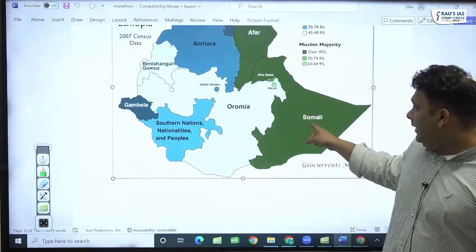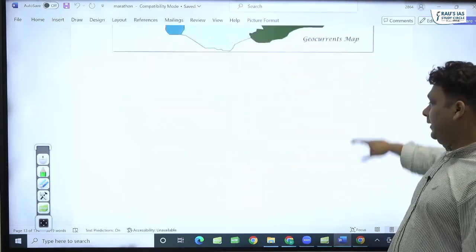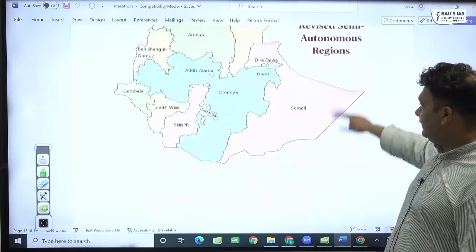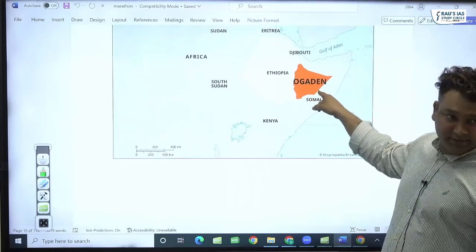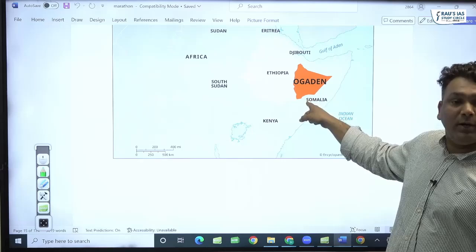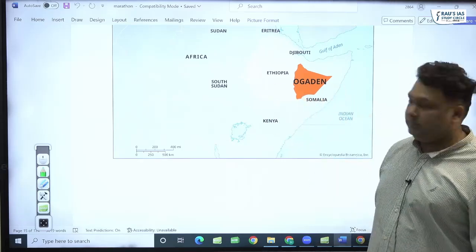Now here you have Somalia. The Somali ethnic group is there, so obviously it will be having differences, right? So this is called the Ogaden region. The Ogaden region is dominated by Somalis and it is conflicted between Somalia and Ethiopia.